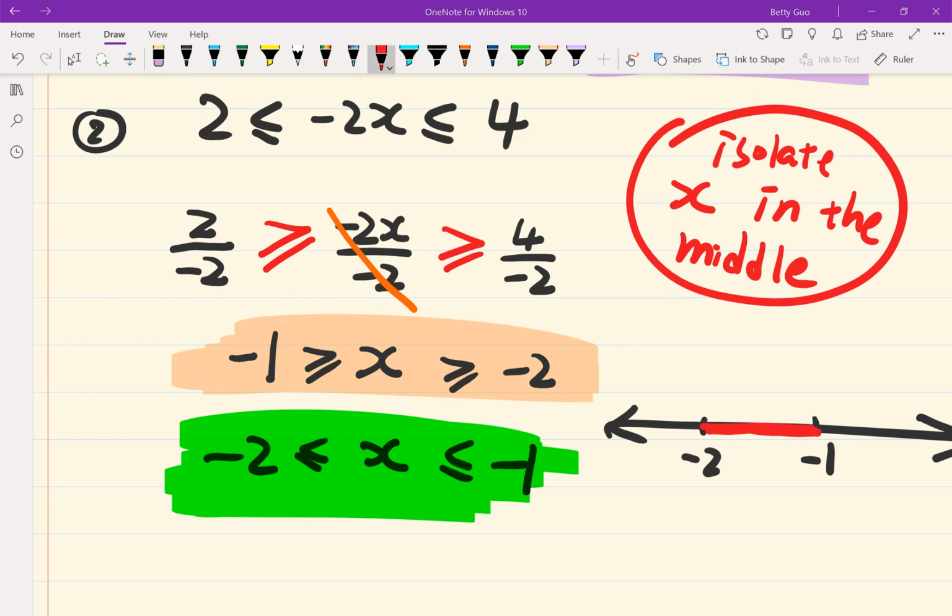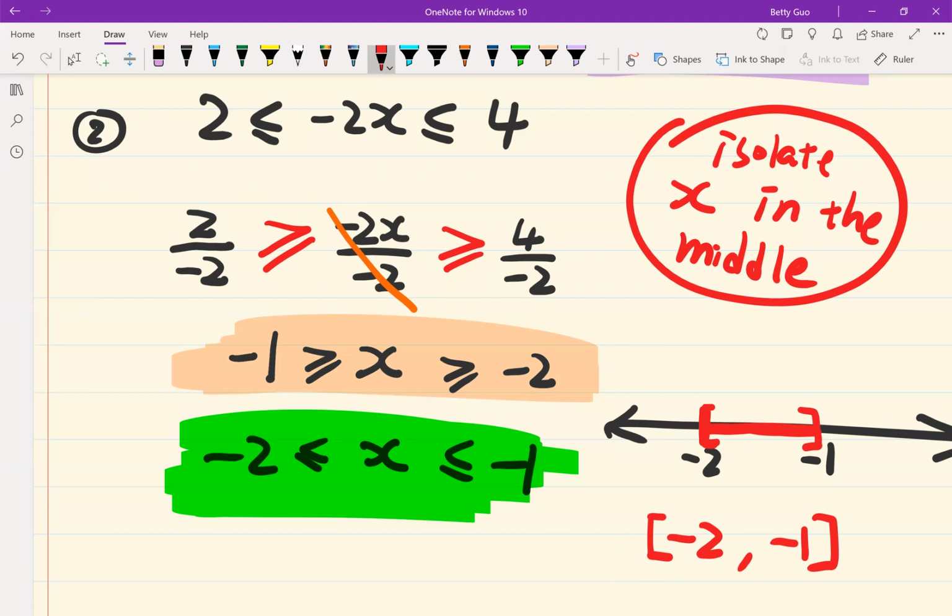including -2 and -1. -2 is a solution, is included. So we're gonna have a bracket here. Same with -1. -1 is a solution, is included. So we're gonna have a bracket here. The solution set is a closed interval. Left-hand point -2, right-hand point -1, comma to separate. At the left-hand point bracket, right-hand point bracket as well.